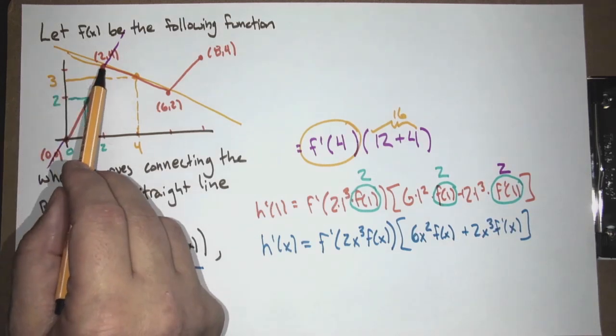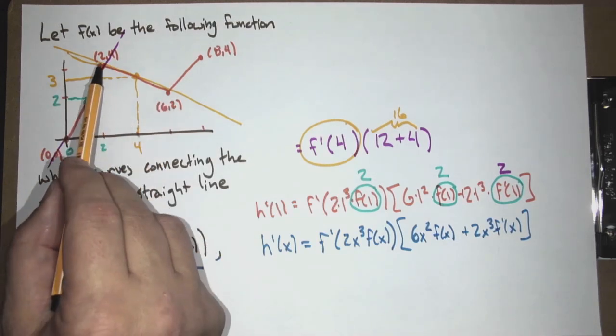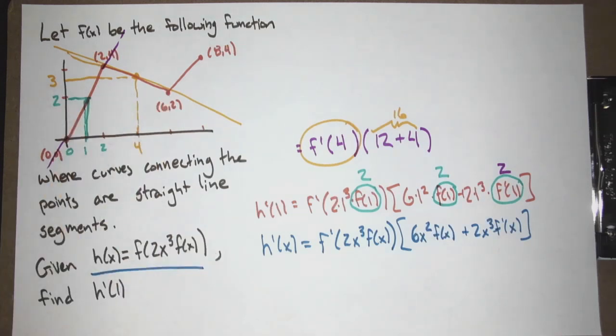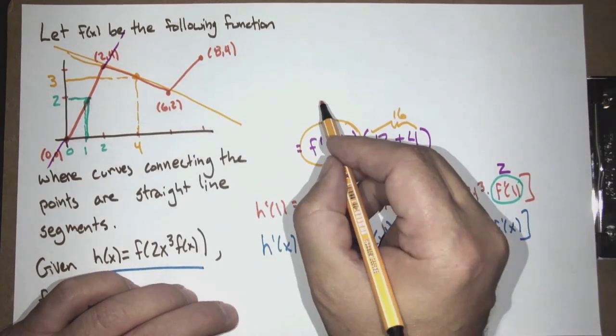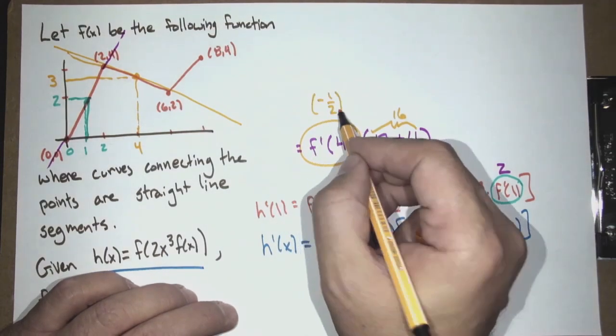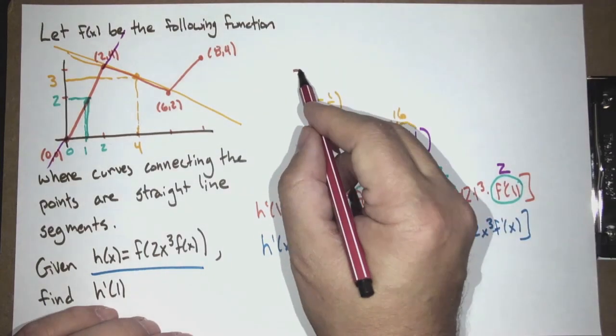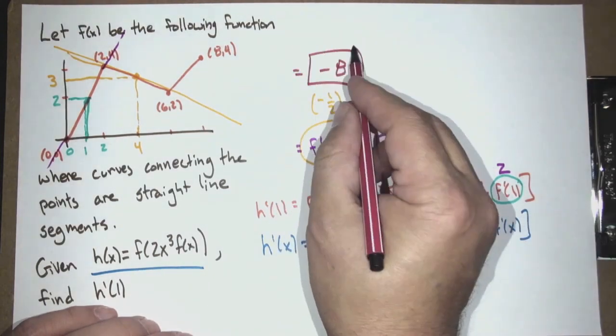So, 2, 4 to 6, 2. So you go down by 2 over 4. What slope goes down 2 over 4? Negative a half. Right? Or negative 2/4, if you will. Rise is negative 2, run is positive 4. So, what do we get? We end up with our answer, negative 8.